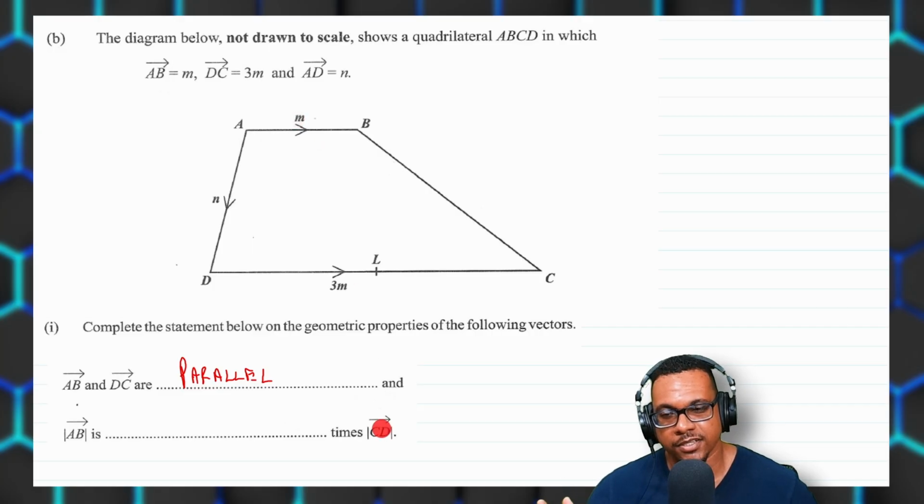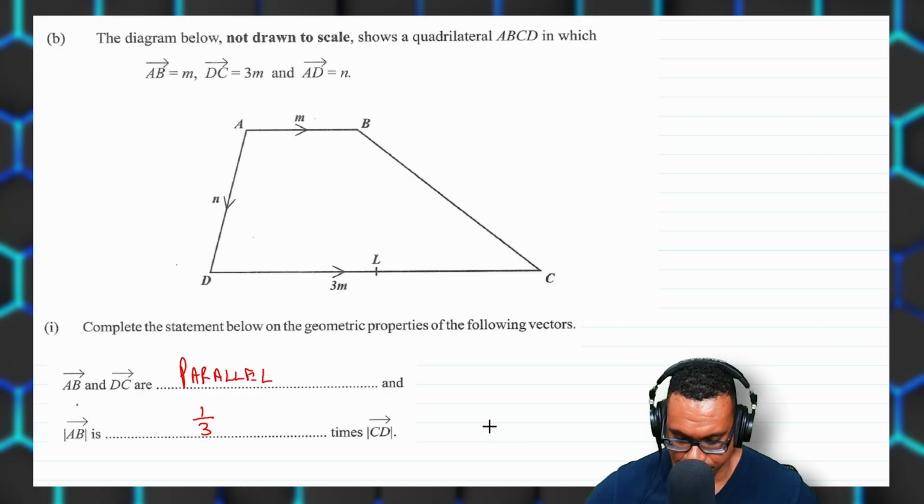Now they didn't have it as the magnitude of CD is equal to what times the magnitude of AB. They have AB first. So now that's common sense. If DC is 3 times AB, then AB is just 1/3 of DC. Alright, so AB is 1/3 times CD. Well, the magnitude of AB is 1/3 times the magnitude of CD.